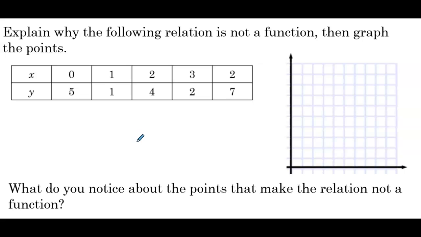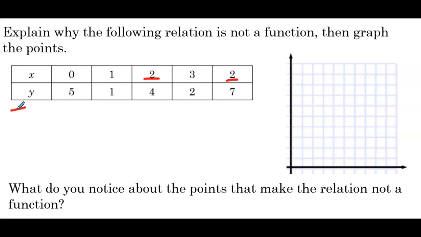Explain why the following relation is not a function, then graph the points. So they're giving us a heads up that it's not a function. We just have to figure out why. So looking here, x are the inputs, y are the outputs. So 0 outputs 5, 1 outputs 1, 2 outputs 4, 3 outputs 2, 2 outputs 7. So what we notice is the input of 2 is repeated, and each time we get a different output.